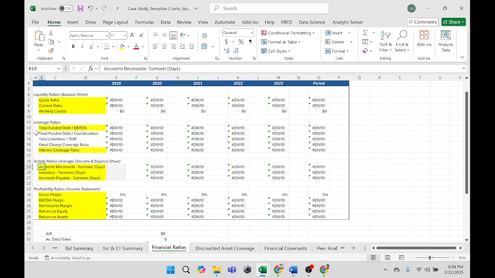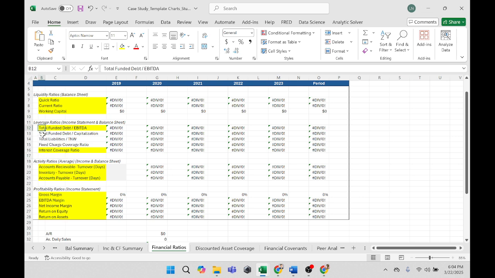All right. Coming up next are the leverage ratios. When it comes to leverage ratios, these are the most important for this case study. So keep in mind, when we talk about total funded debt divided by EBITDA, and the interest coverage ratios, a heads up is that for this one, you also need an income statement and the balance sheet.